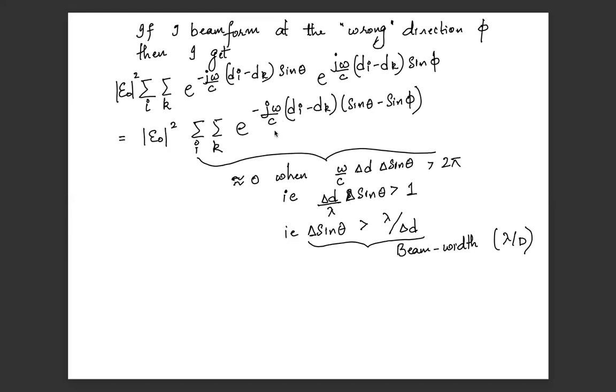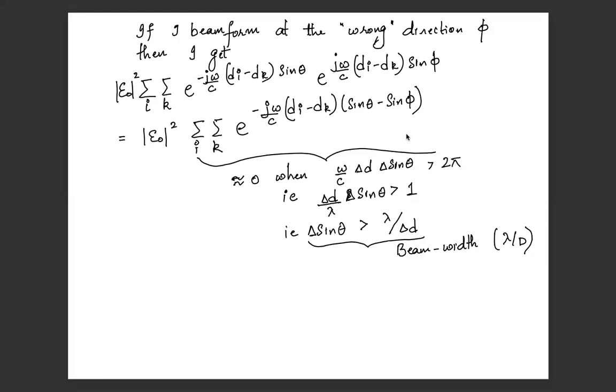Now, notice that this is basically a summation of a lot of different exponents with different angles. And the range of angles depends on how big the values di minus dk are. Now, if these values are sufficiently large, then you're going to get addition of a lot of different complex numbers with completely random arguments. And the arguments can go from 0 to 2 pi. And if they do, then all of this will sum to a value very close to 0.